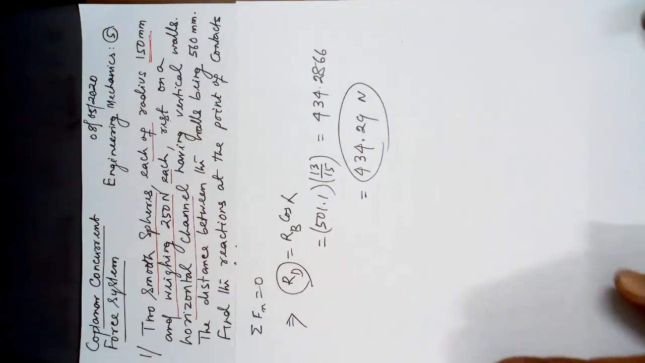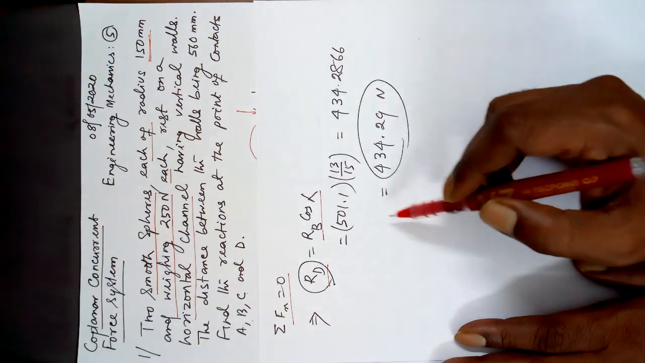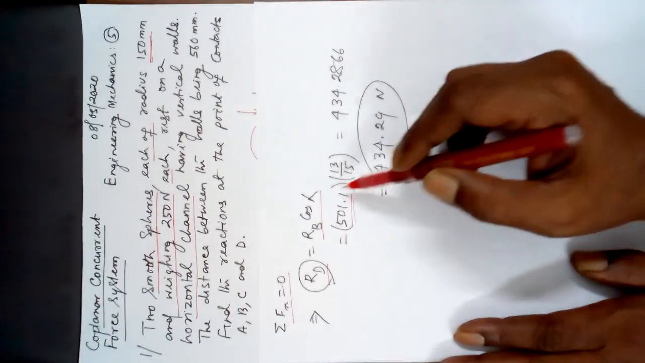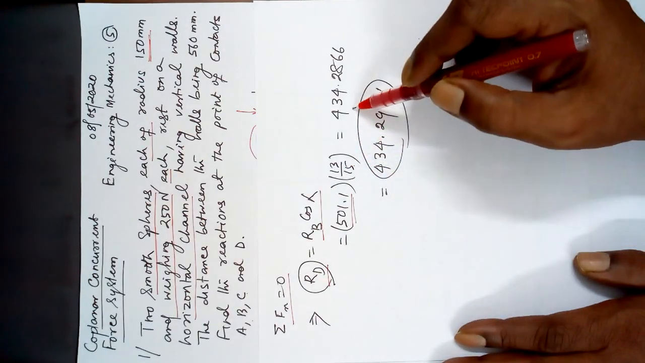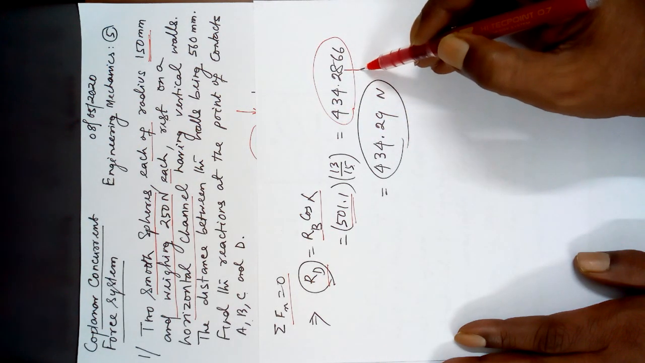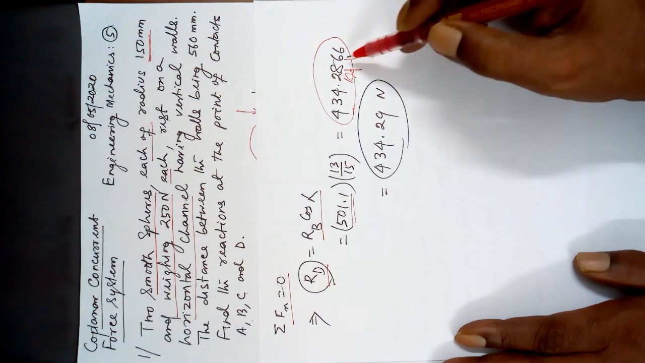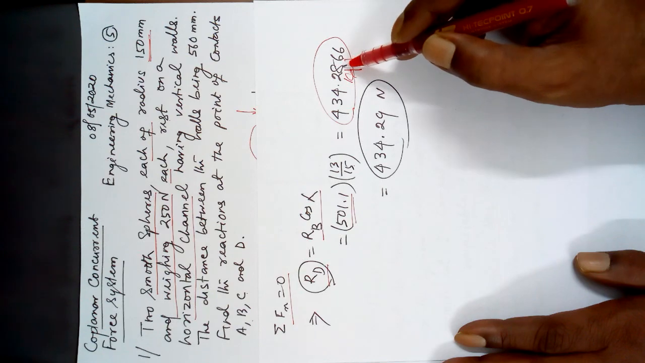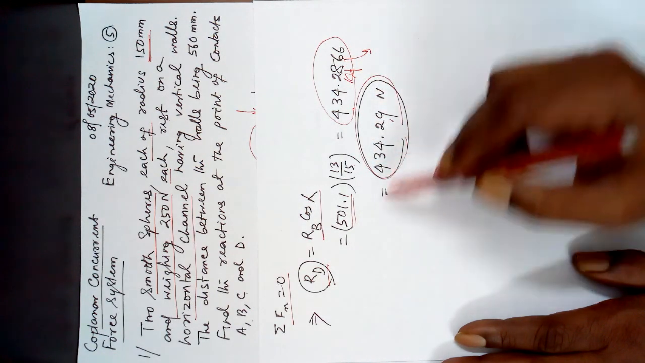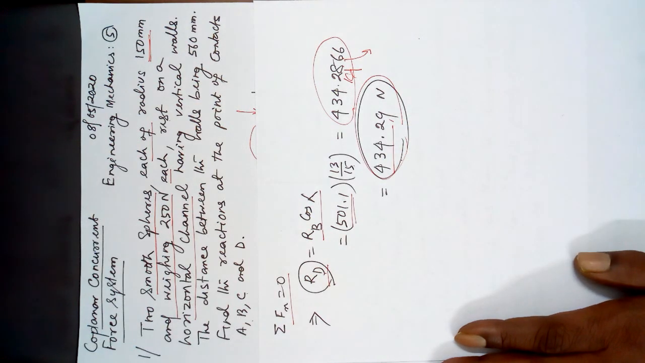So sigma Fx is equal to 0, that is RD is equal to RB cos alpha. RB we have just found out, and cos alpha was found as 13 by 15. So this comes out to be this. By rounding off, this 8 is greater than 5, so this 8 becomes 9. So the reaction force at D is equal to 34.29. So that is how it is all about.